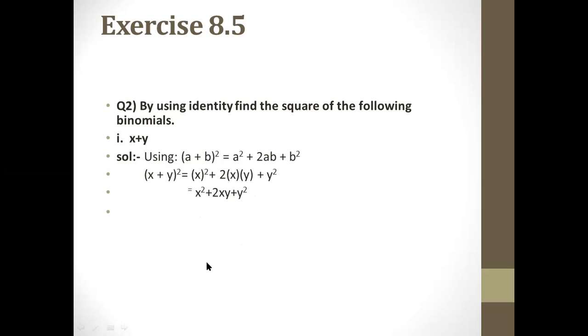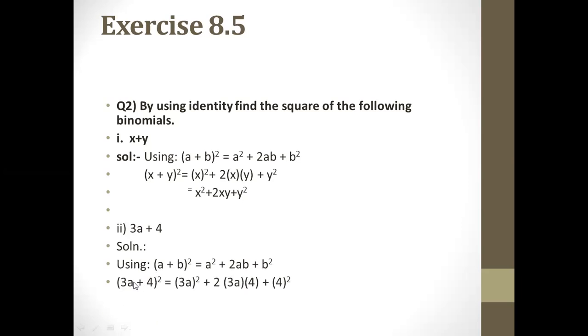Now, second part is 3a plus 4. So, first term is 3a, second term is 4. So, (3a plus 4) whole square. Again, we use the same formula. So, the first term square, (3a) whole square, plus 2 into first term 3a into second term 4, plus b square, second term square, 4 square.